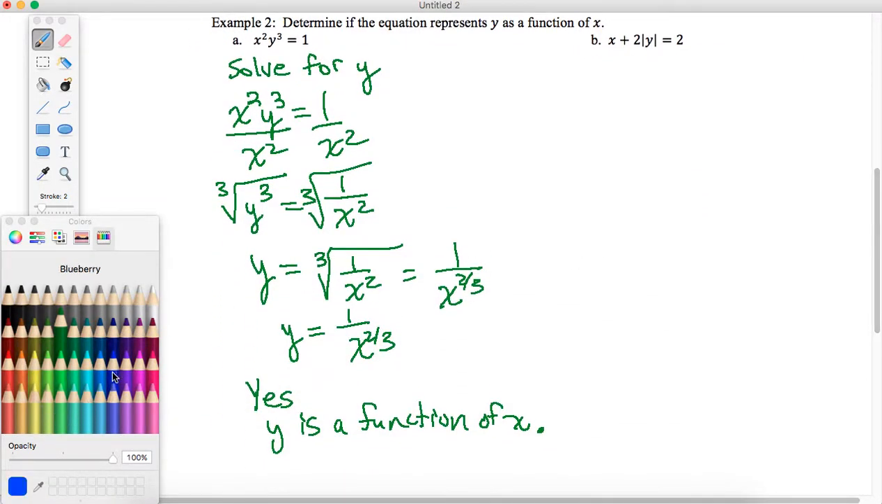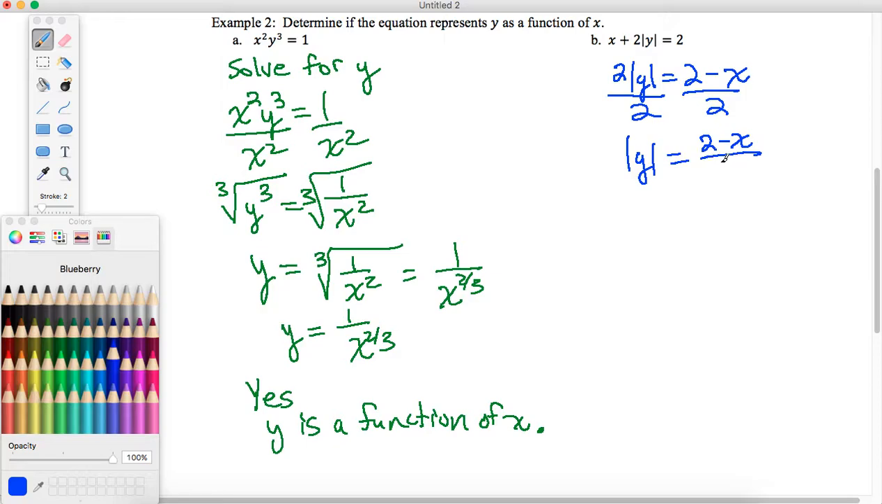All right, here I have x plus 2 absolute value of y equals 2. Again, I'm going to solve for y. The first thing I'm going to do is subtract x from both sides. I have 2 absolute value of y equals 2 minus x, right? And then I've got to isolate this absolute value, so I'm going to divide both sides by 2. And so I get absolute value of y equals 2 minus x all over 2.